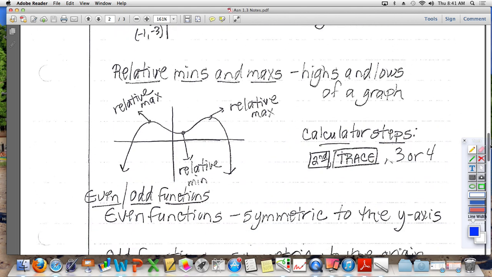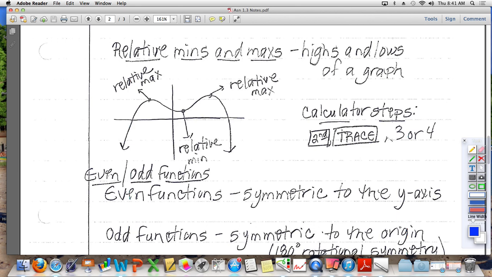Relative mins and maxes. You guys should remember this a little bit from last year. I think last year we called them local minimums and local maximums. Same thing. It means exactly the same thing, just a new name for it. Relative mins and maxes are the highs and the lows of a graph. I have an example of a graph there. It has 2 maximums. It has 1 minimum.